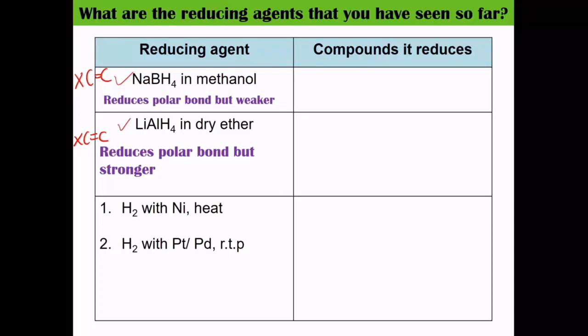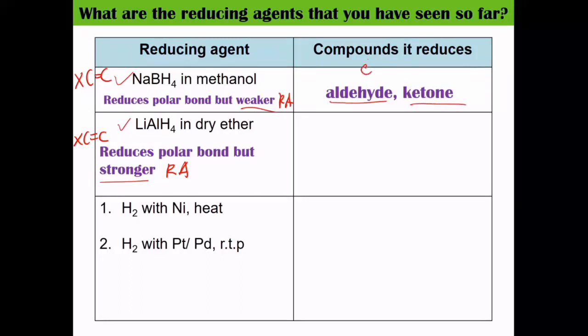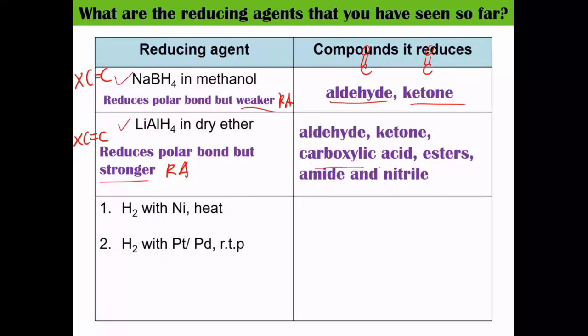But sodium borohydride is a weaker reducing agent. Lithium aluminum hydride is a stronger reducing agent. So that means lithium aluminum hydride can reduce more functional groups because it is stronger. Sodium borohydride, being weaker and only able to reduce polar bonds, will only reduce aldehyde and ketone. Aldehyde and ketone have a C=O double bond, which is polar. Okay? But lithium aluminum hydride, being more reactive, being stronger, will reduce carboxylic acid, ester, amide and nitrile as well, because it is stronger.